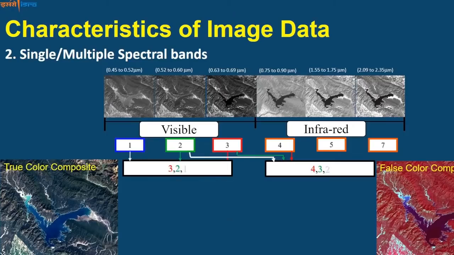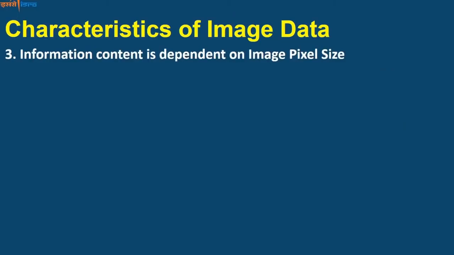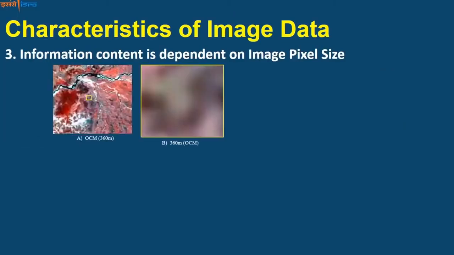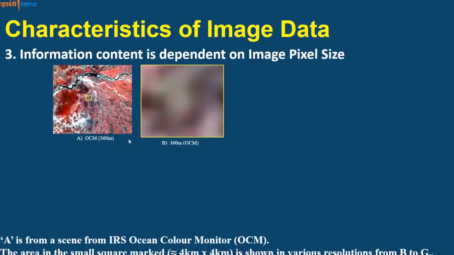Okay, now the third point is that it is also very much dependent on the image pixel size. If you see here, I have one image of 4 by 4 kilometer. This image content is dependent on the image pixel size. This information also you should try to extract from an image. What is the size of a pixel? A pixel is the smallest element of that image, one grid. What is the size of it?